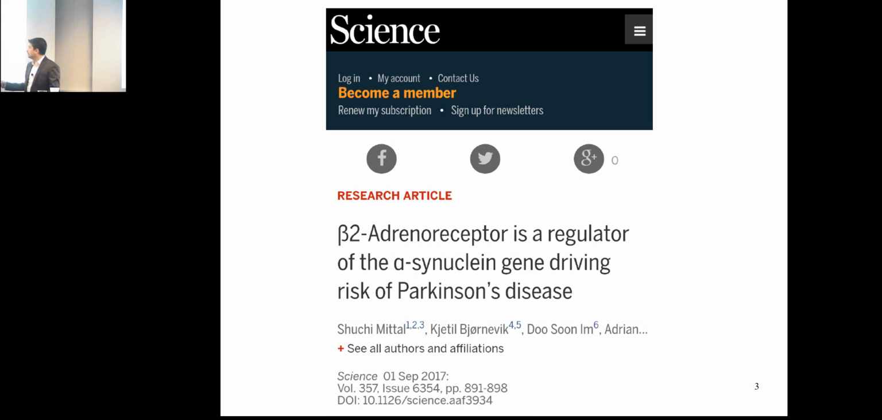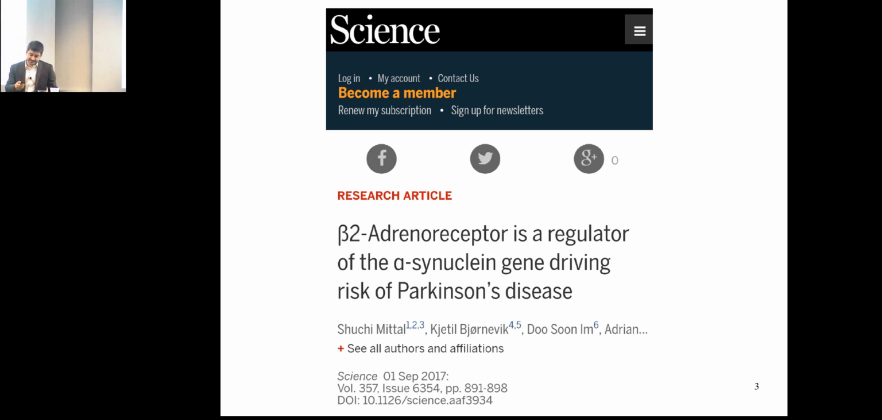This is just an example. This is a paper showing that people taking, for any medical reason, antagonists of this beta-2 adrenal receptor have been found to be less at risk to get Parkinson's disease, because there's a common molecular mechanism. Now, the problem is that we don't know the molecular mechanism. Maybe we cannot even measure them.